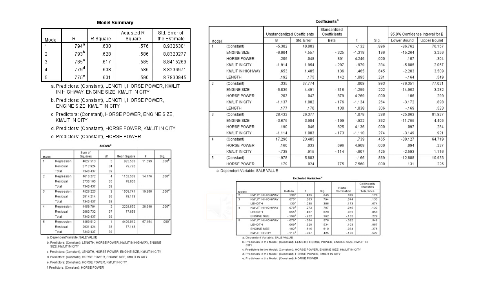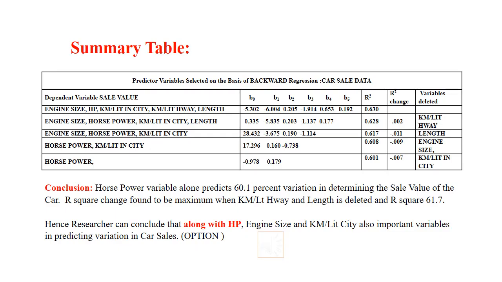These are the outputs of the SPSS. Then we have to prepare a summary table required for our report. We can generate the summary table from the SPSS output. You can see here the predictor variable selected on the basis of backward regression for the car sales data. The dependent variable, as we have selected earlier, is the sale value.